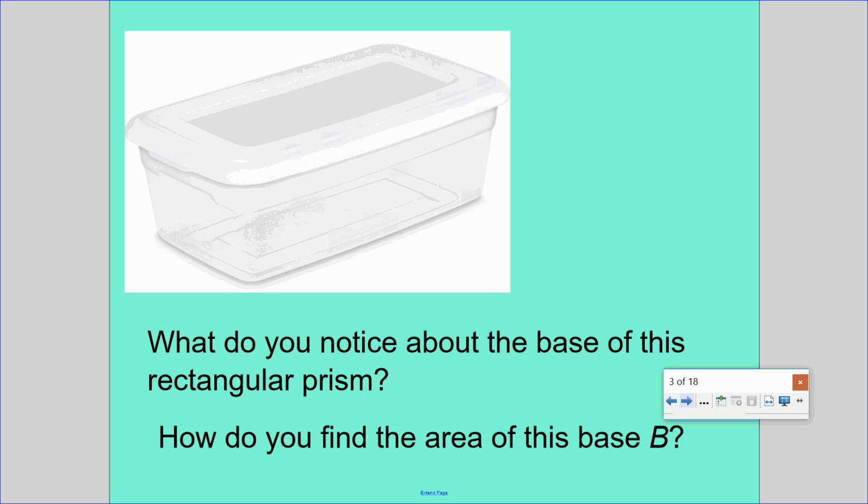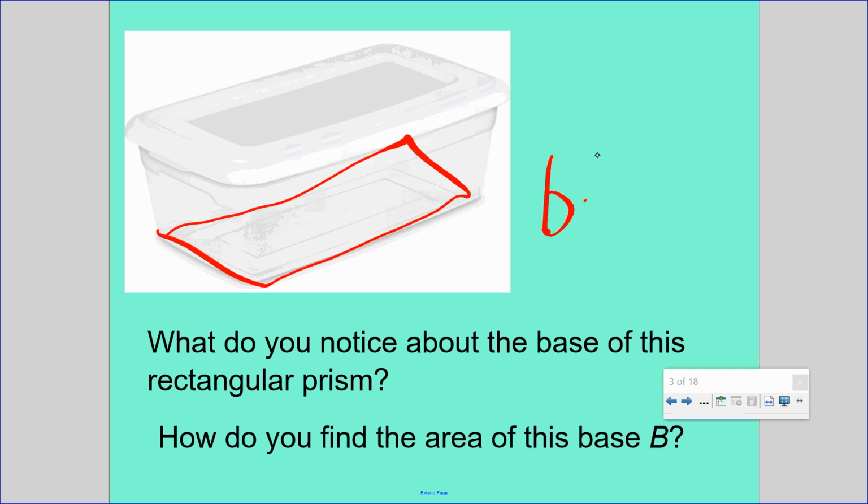So each table has a rectangular prism or a shoebox. That's where we store our highlighters, our markers, our supplies. What do you notice about the base of the rectangular prism? This base right here. What shape is it? It is a rectangle. How do you find the area of this base? To find the area of a rectangle, don't we multiply base times height or length times width?